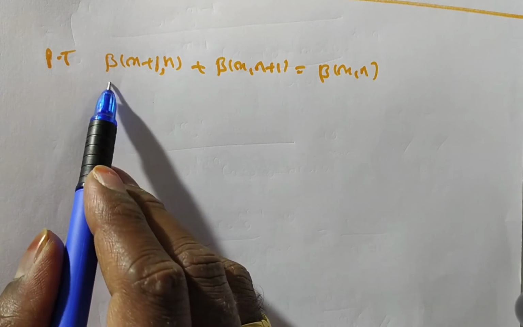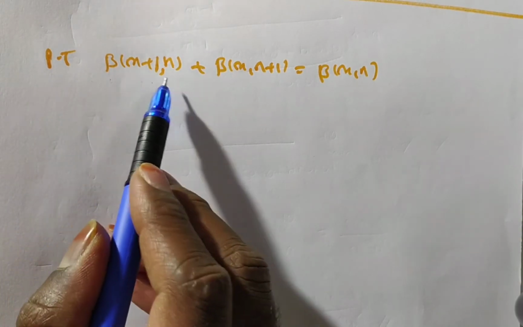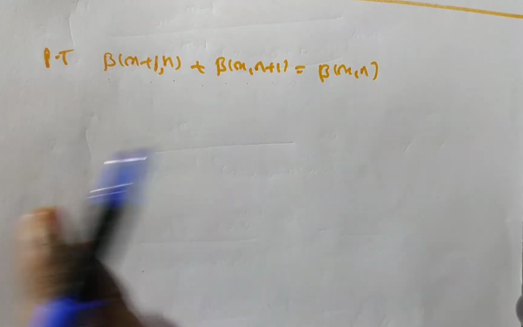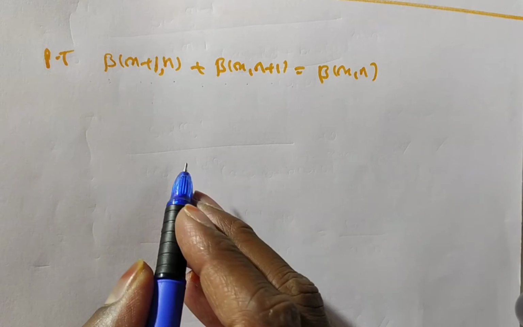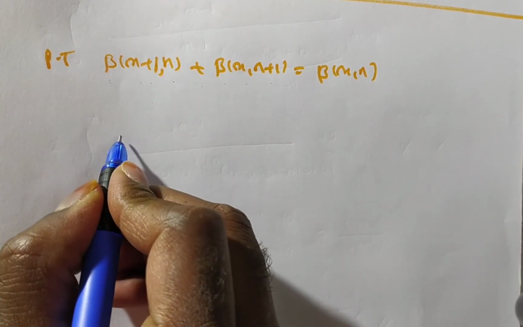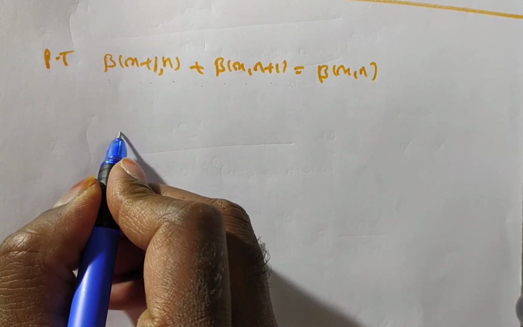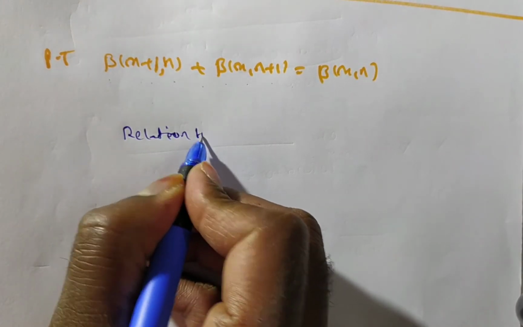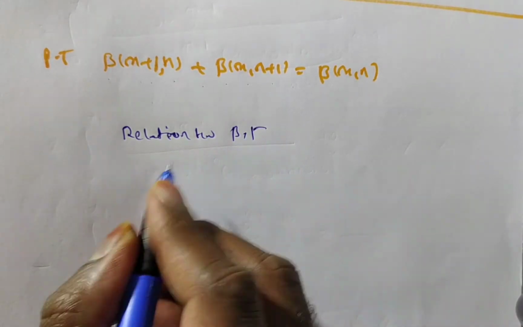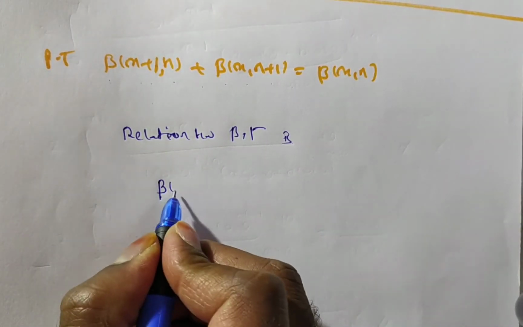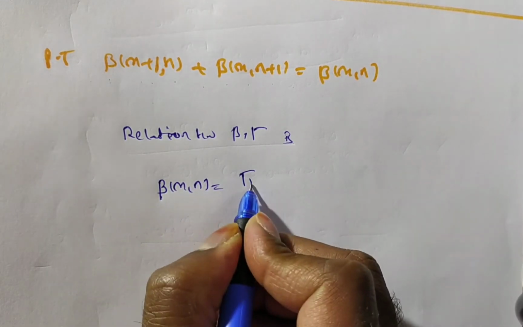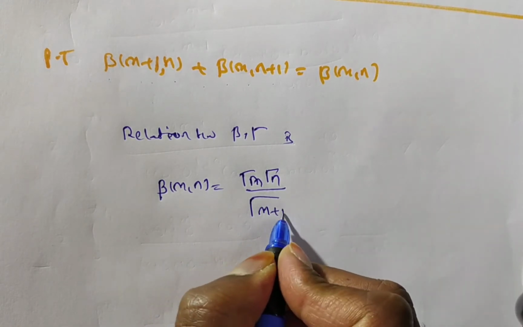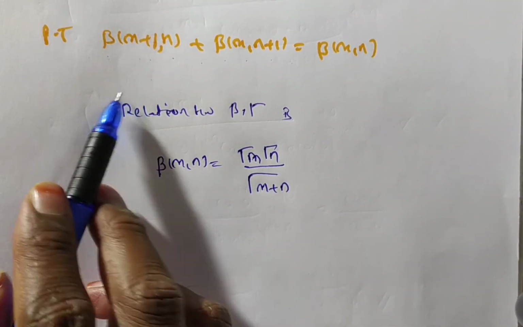You see, the given problem we have to prove beta of m plus 1 comma n plus beta of m comma n plus 1 is equal to beta of m comma n. We have to prove this one. Friends, to prove this one, first we have to know the relation between beta and gamma. We have the relation between beta and gamma: beta of m comma n is equal to gamma m gamma n by gamma of m plus n.